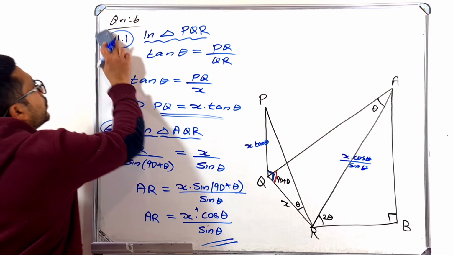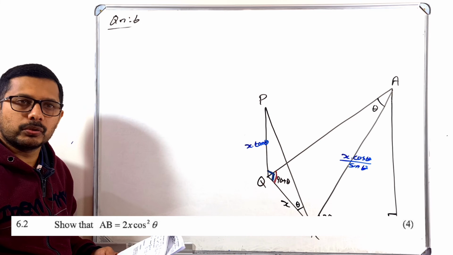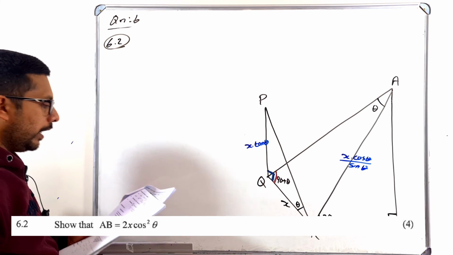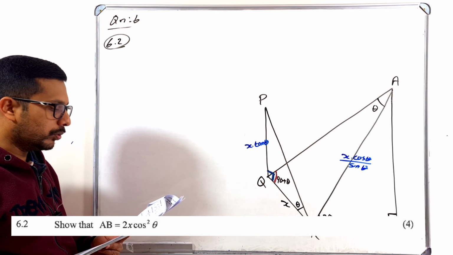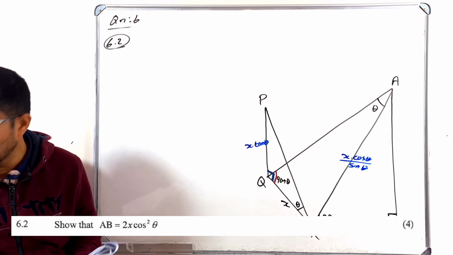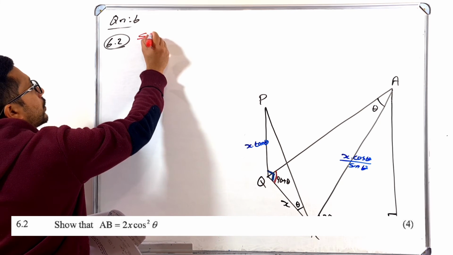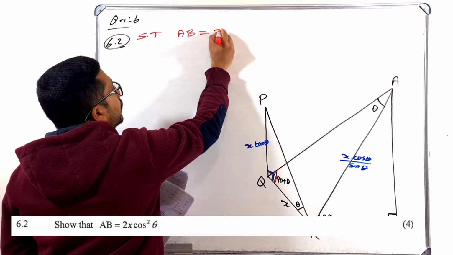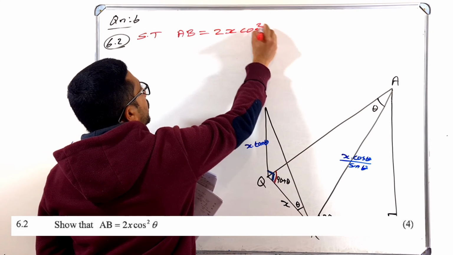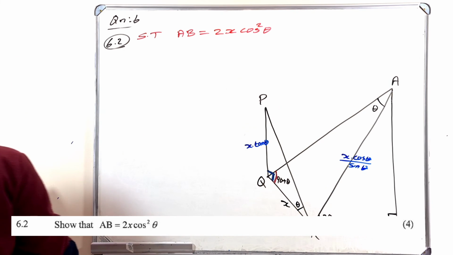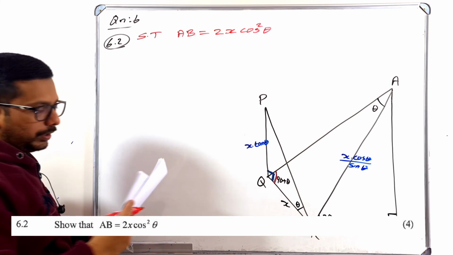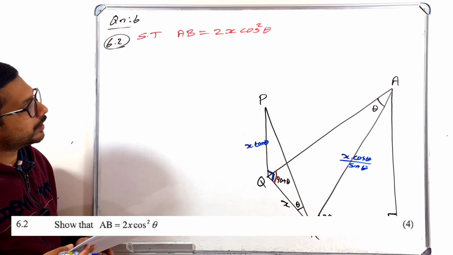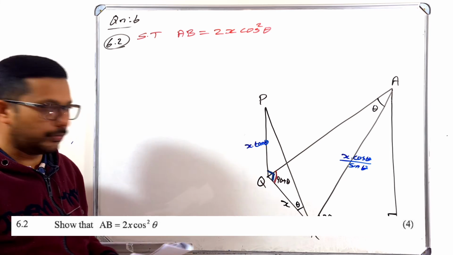Okay, now let's go to question number 6.2. What is that question? 6.2. Show that AB is equal to 2x cos squared theta. What do you want to show? Show that AB is equal to 2x cos squared theta. You want to show like that. Okay, so now how can you show like that? Here, where is this AB? First you have to identify that one.